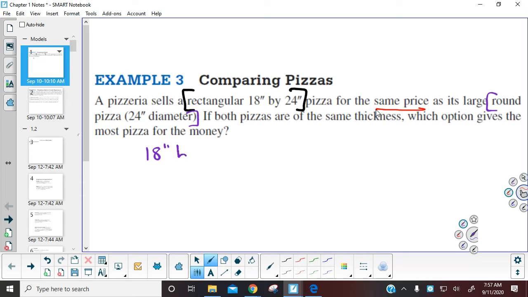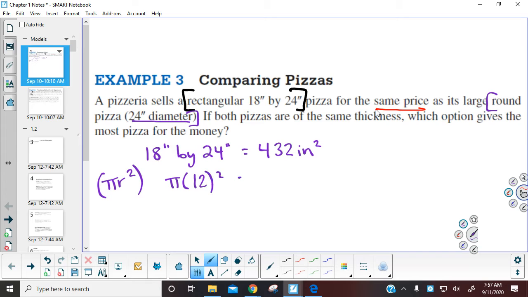So we have 18 inches by 24 inches, and since that's a rectangle, you're just doing length times width, which will give us 432 square inches. The other one, since it is a circle, we're going to have to use the formula pi r squared to figure out the area of that circle. Now, remember this is a 24-inch diameter, which means that your radius is going to be 12. And so when we plug that in, that's going to give us an area of 452 square inches.